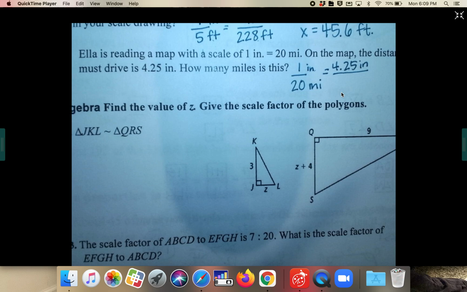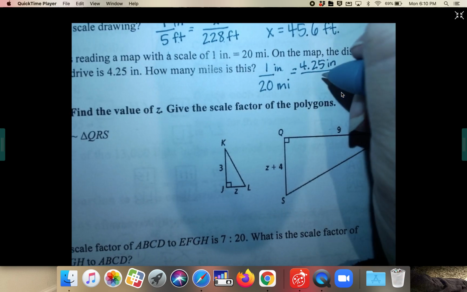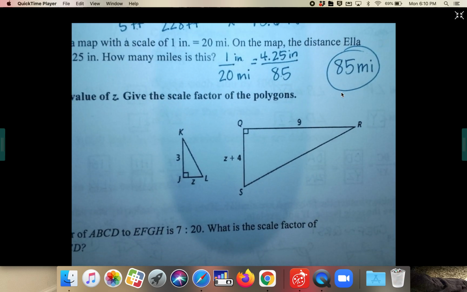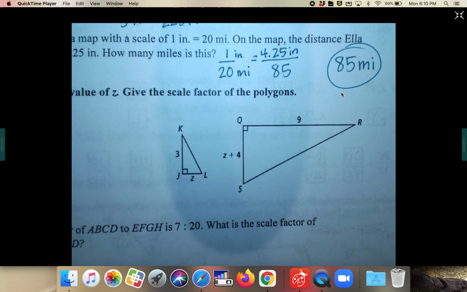You can definitely go ahead and cross multiply there. So 4.25 times 20 is 85, and you can divide by 1, but that's just going to be 85. So this would actually be 85 miles. Okay, I know that one is good. Come back to number 10 and tell me what you get.